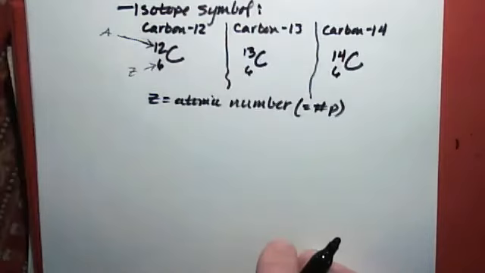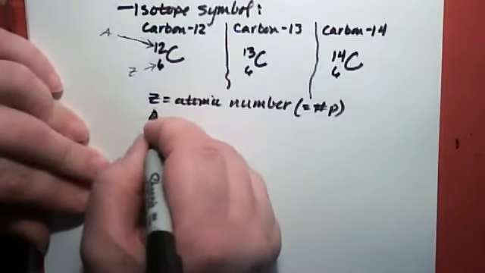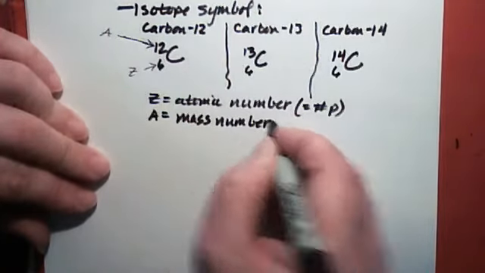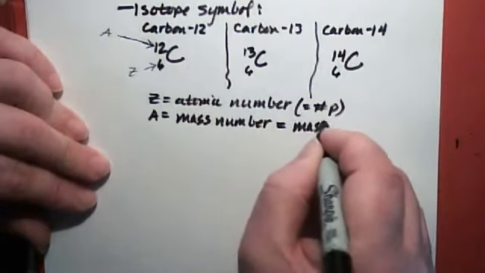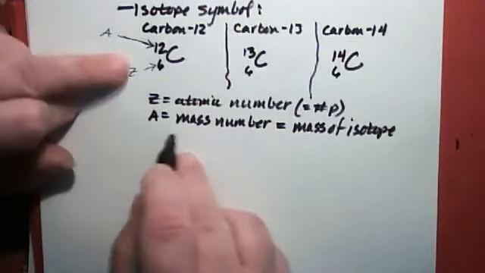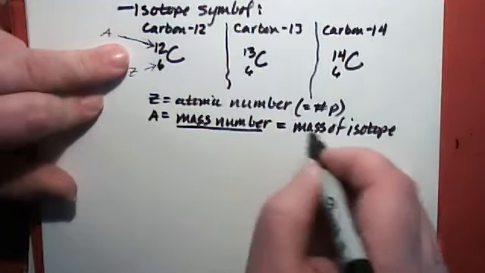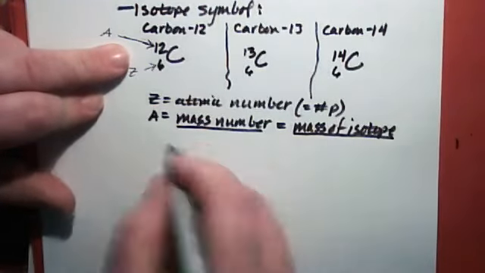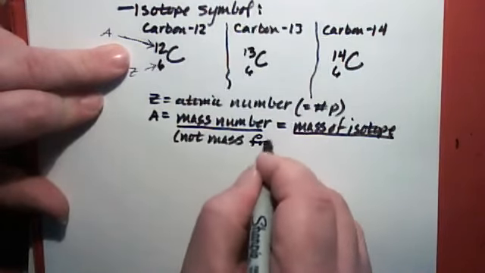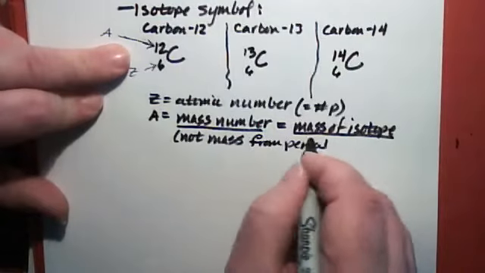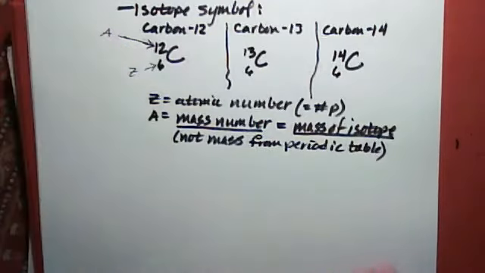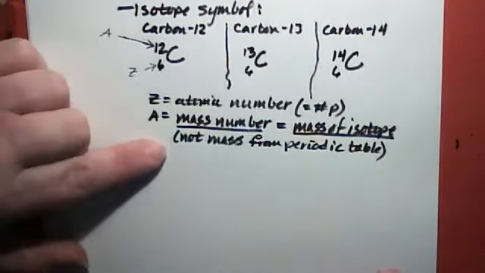So atomic number, remember, is also the number of protons in an atom. And A is what's known as the mass number, or the mass of that particular isotope. This is not the mass from the periodic table, although in some cases it might be very close to that mass. This is not the same thing.